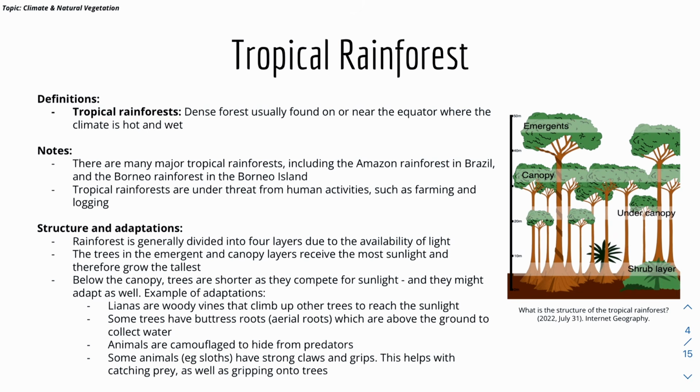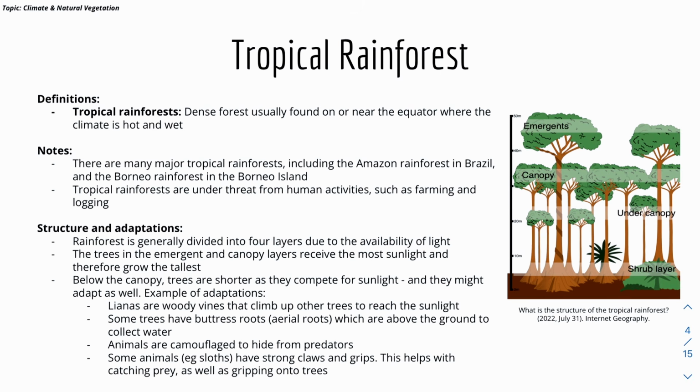Trees in the tallest emergent layer and the canopy layer receive the most sunlight because they are the tallest, right? And they receive the most sunlight, so therefore they grow the tallest. And below the canopy, in the undercanopy and in the shrub layer, there's not much sunlight, so the vegetation there needs to compete for sunlight, so they want to grow taller or higher. So they might adapt due to that different circumstance.